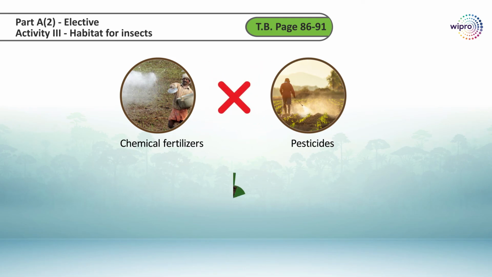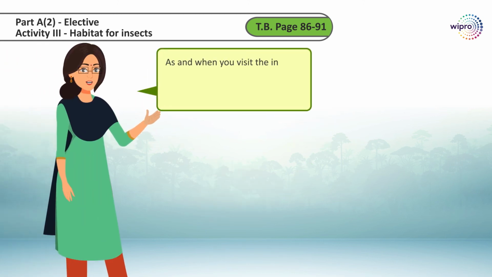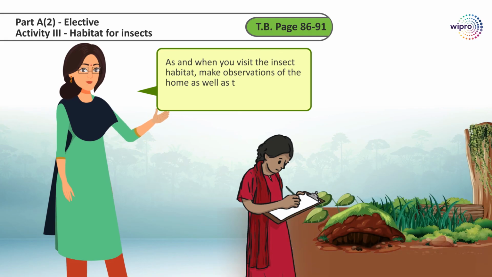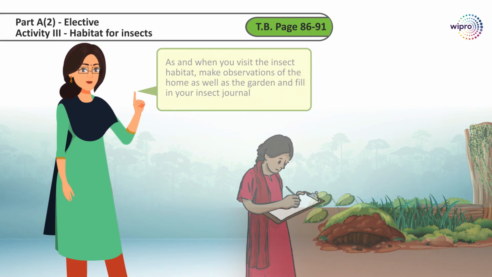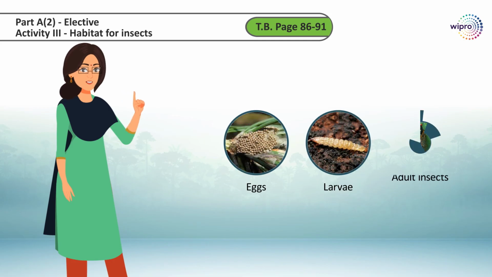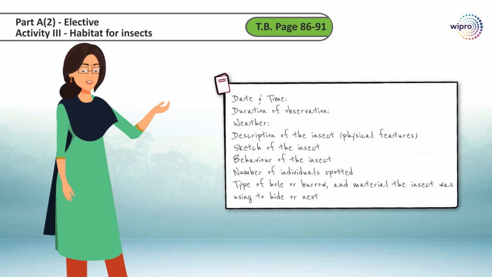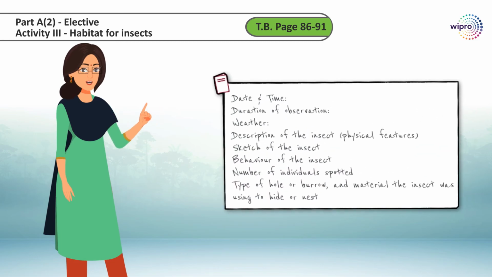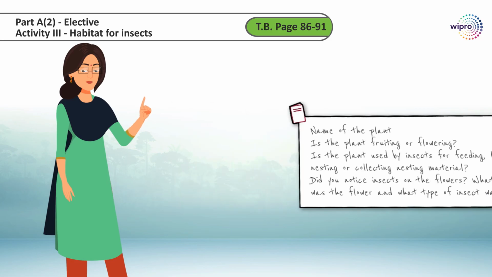Instead, use organic manure. As and when you visit the insect habitat, make observations of the home as well as the garden and fill in your insect journal. Look closely for eggs, larvae, and adult insects during your observation period. Note down the information at the insect home like mentioned in the booklet. Similarly, note down observation of the plants in the insect garden.